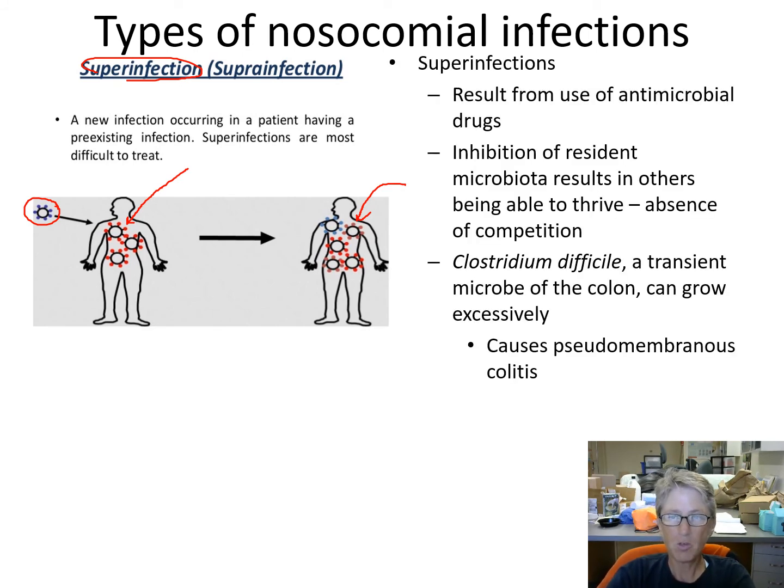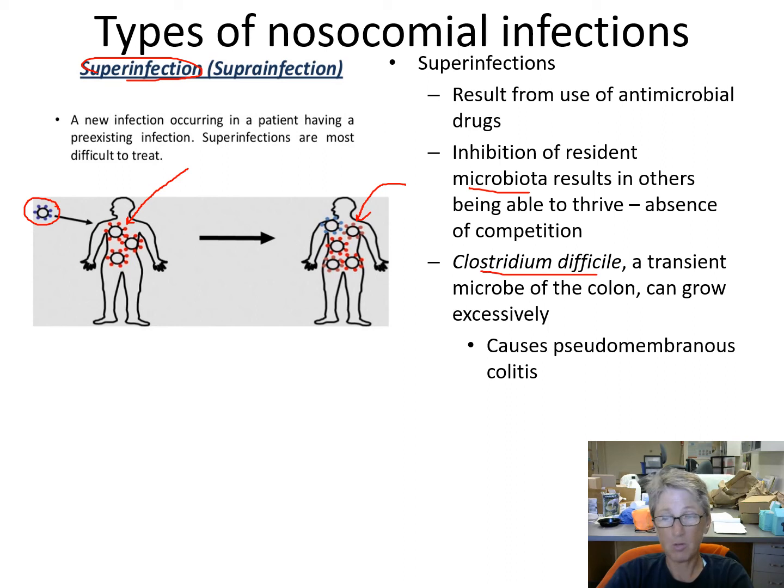Superinfections result from the use of antimicrobial drugs, or superinfections can result from inhibition of resident normal microbiota. So those are gone. Your resident microbiota are gone for some reason, and now new microbes can come in, and they could be pathogenic.